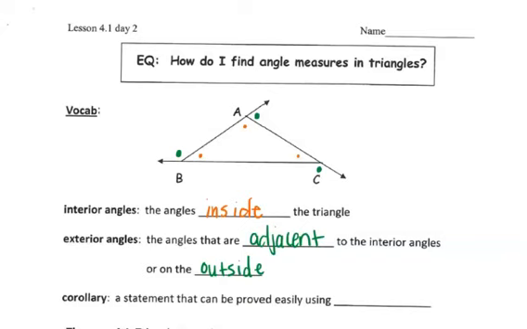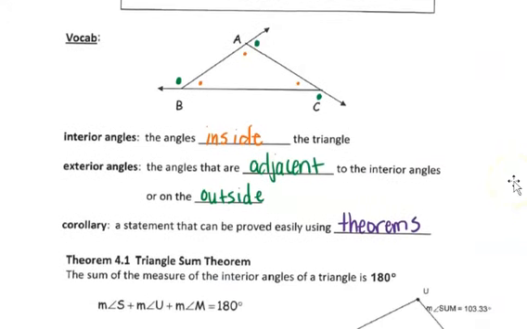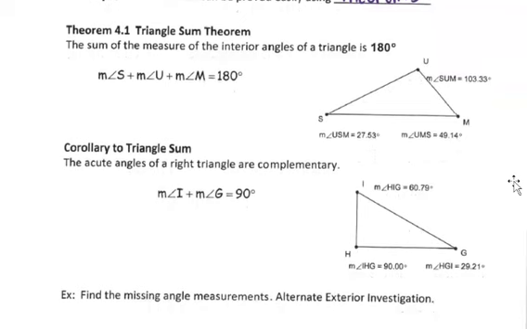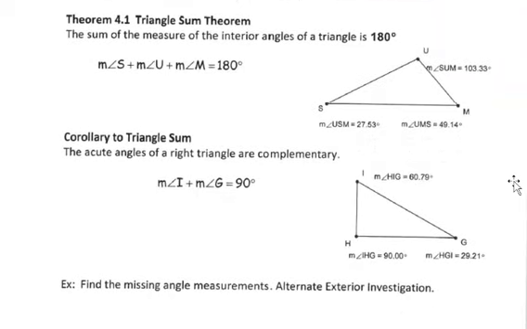Okay. And the last thing we'll discuss here is corollary. So a corollary is a statement that can be proved easily using theorems. Okay. So let's take a look at our different theorems that we're going to see in this section. Our first theorem, this is one that we've already discussed, is our triangle sum theorem. So this means the sum of the measure of our interior angles of a triangle is always 180 degrees.